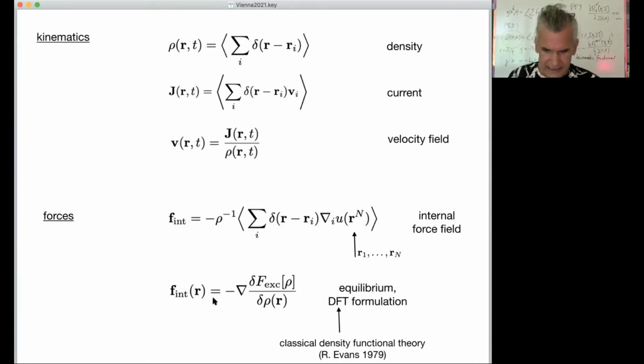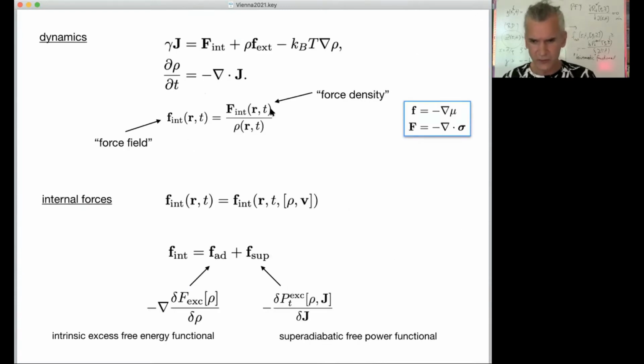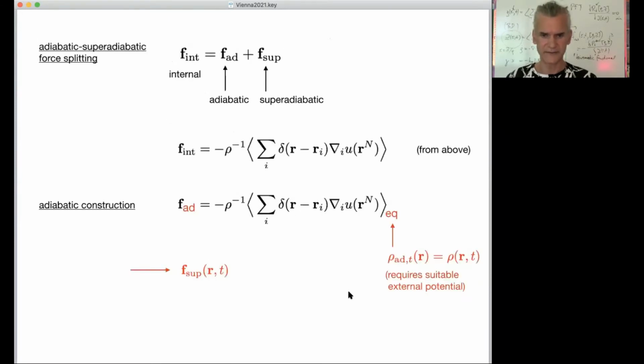So, there's an equilibrium part. The adiabatic part is just that in equilibrium, and there's a non-equilibrium part on top of that. So the full interactions come from an intrinsic free energy functional, which is just the density functional, and they also come from a super adiabatic bit that is a kinematic functional. Okay, that's the general framework. And again, the adiabatic part is the same correlator, but now evaluated for an equilibrium distribution, which is chosen such that the density field is the same.